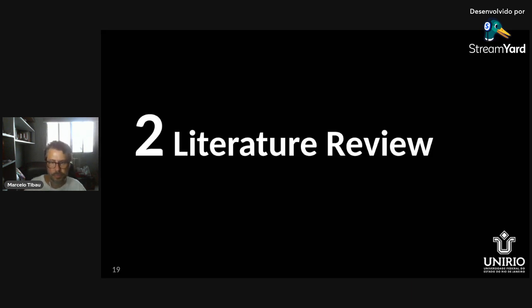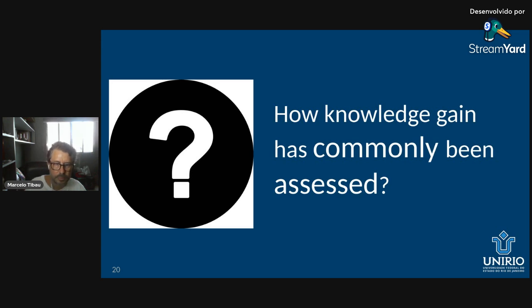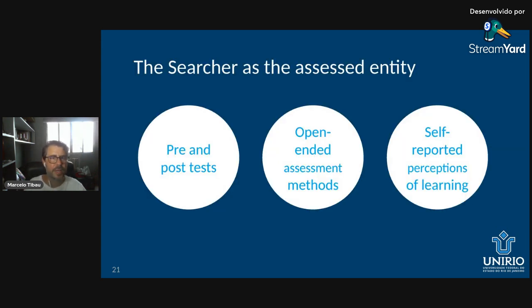Literature review. How has knowledge gain commonly been assessed? Well, it depends on the assessed entity. When the searcher is the entity, usually some transfer of learning measurement procedure is used, whether it is a pre and post test, open-ended assessment methods, or self-reported perceptions of learning.